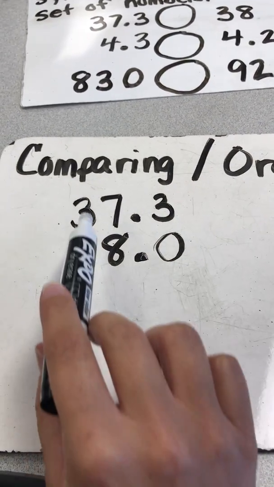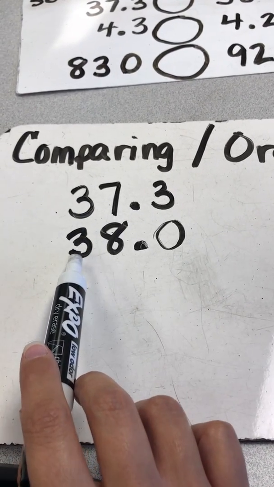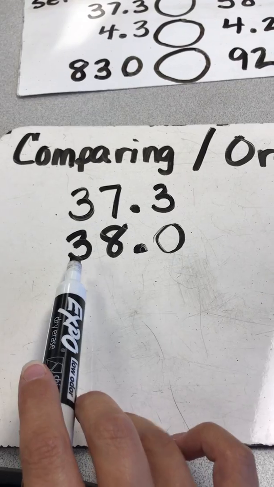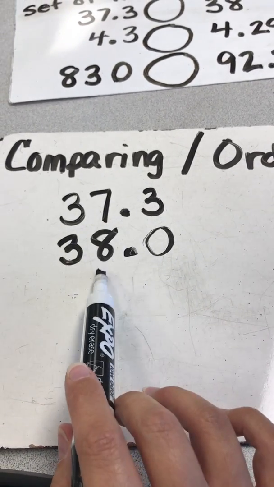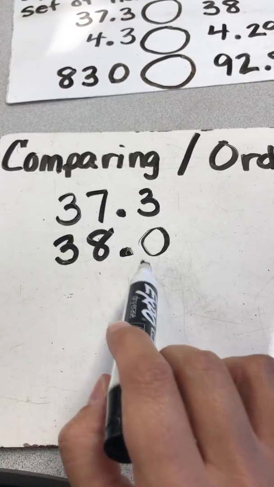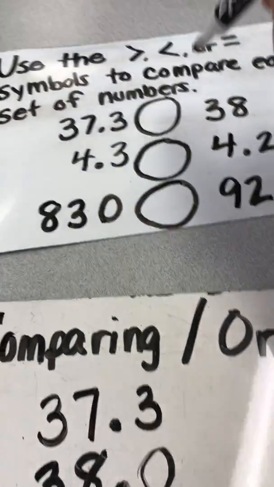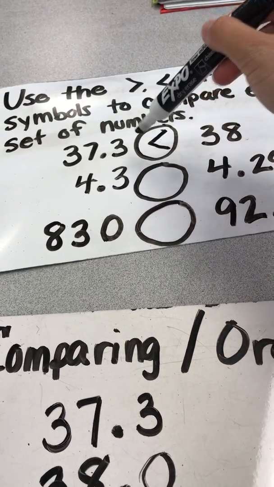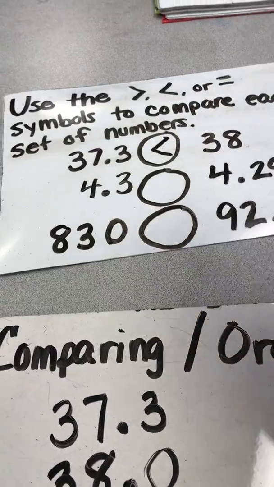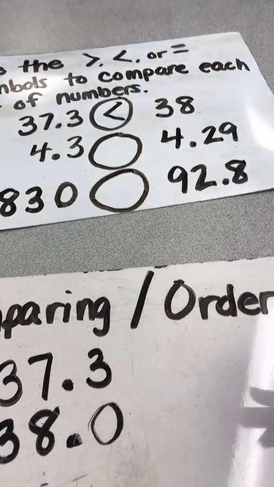We're going to start comparing all the way on the left in the largest place value. We have a 3 and a 3 in the tens place, so that doesn't really help us. In the ones place, though, we have an 8 and a 7. So since the 8 is larger than our 7, that automatically tells us that our 38 is larger. So when we fill this one in, we're going to use the less than symbol to show that 37.3 is less than 38.